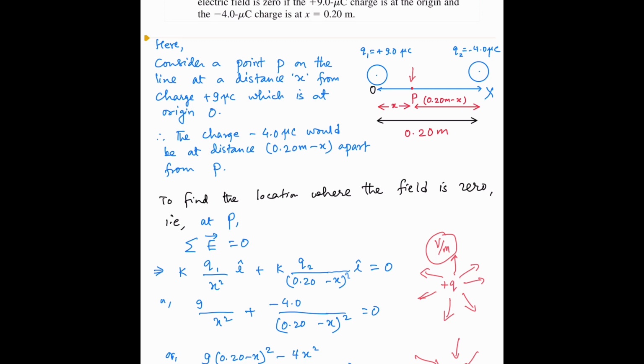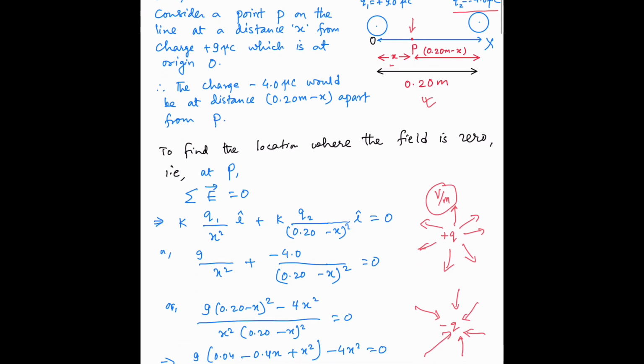So let's assume that the distance from this origin to that point P is x, so that the distance from this point P to the location of the other charge Q2, minus 4 microcoulomb, is 0.20 meter minus x. So the total distance between these two charges will again be 0.20 meter.